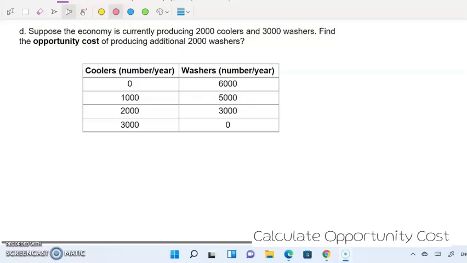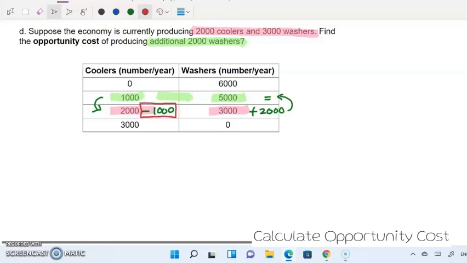1D. Suppose the economy is currently producing 2,000 coolers and 3,000 washers. Find the opportunity cost of producing additional 2,000 washers. Referring to the table that we were given, if we add 2,000 washers to the 3,000 that we are already producing for the year, it brings us to 5,000 washers in total. And that would correspond on the PPF to 1,000 coolers being produced for the year.